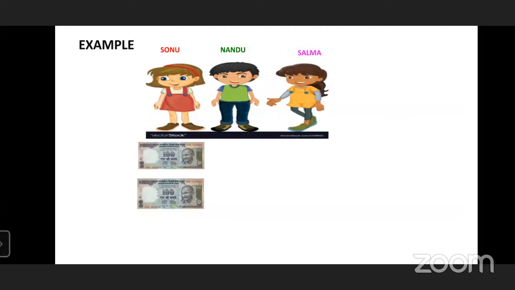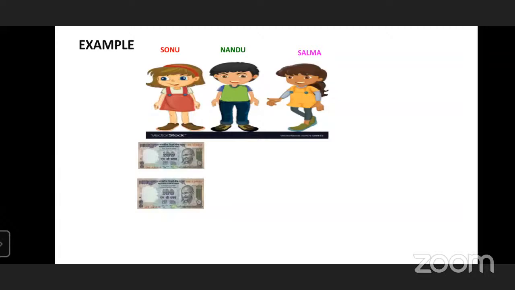So she went to Salma and said, Salma, I have 2 notes of 100 rupees, but I have to give Nandu 70 rupees. So how will I do it? How will I give it? Salma told her that you have to make change of 100 rupees. So Sonu went to the shopkeeper uncle and asked for change.